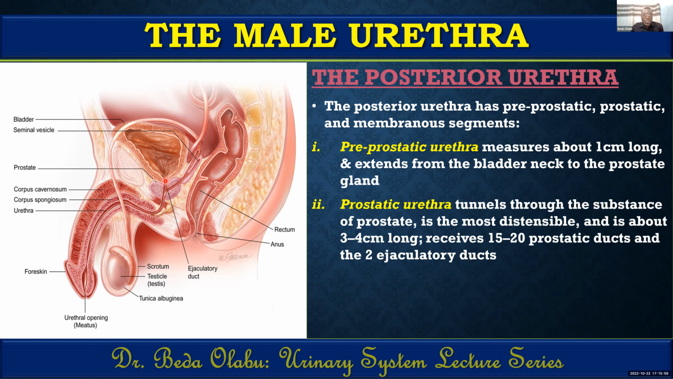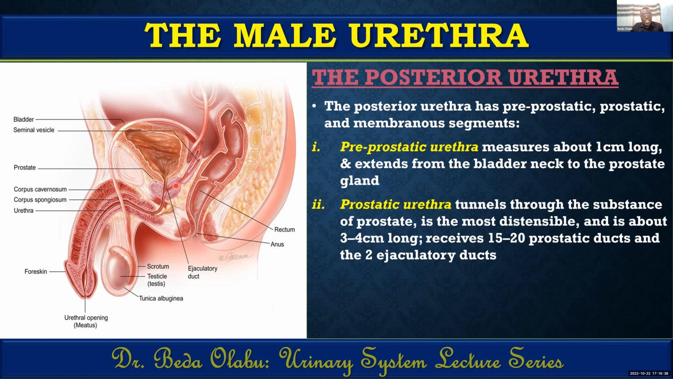The prostatic urethra is the region of the male urethra that traverses the prostate gland. So it's located within the substance of the prostate gland. This is the part of the male urethra that is most distensible. So if you are to inject some fluid, this is the part that will balloon out the most. It measures about 3 to 4 centimeters long, but it receives multiple ducts from the prostate gland, as well as 2 ducts, which are called the ejaculatory ducts. So this is the ejaculatory duct.